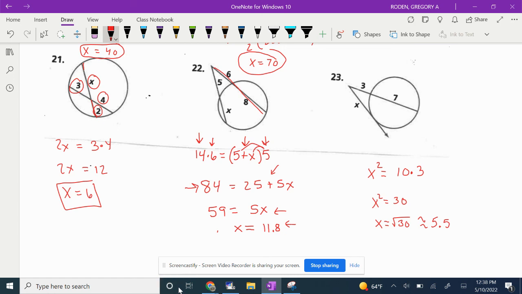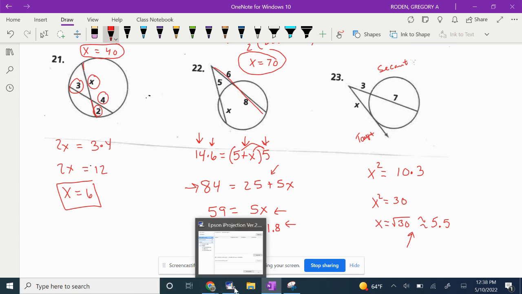Now on this one, remember you have a tangent and a secant. This is a tangent right here, and this is a secant right here. So we have a tangent and a secant, so it's the tangent squared equals the entire part times the outside part. So x squared equals 30, so x equals the square root of 30, which is approximately 5.5.